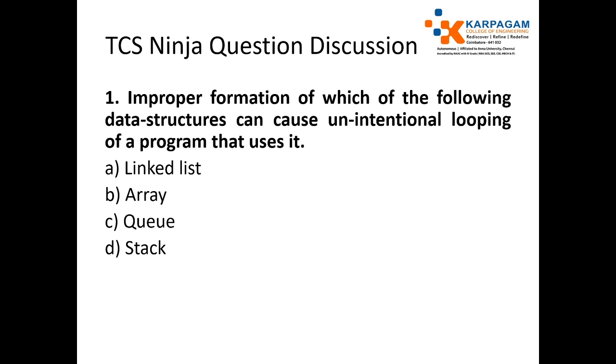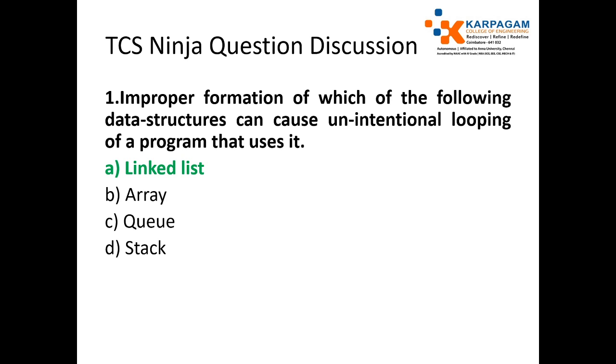Now we will discuss some questions which were asked in the TCS Ninja online test. Let's start with the MCQ test. First question: improper formation of which of the following data structures can cause unintentional looping of a program that uses it? The choices are linked list, array, queue, and stack. The answer for this question is linked list.